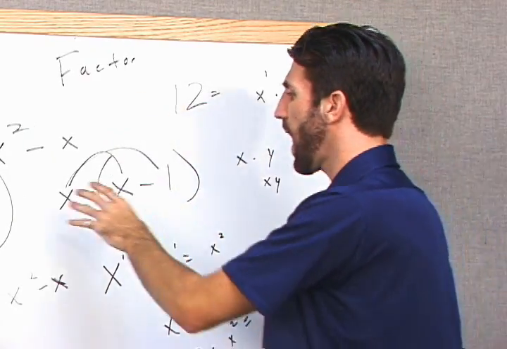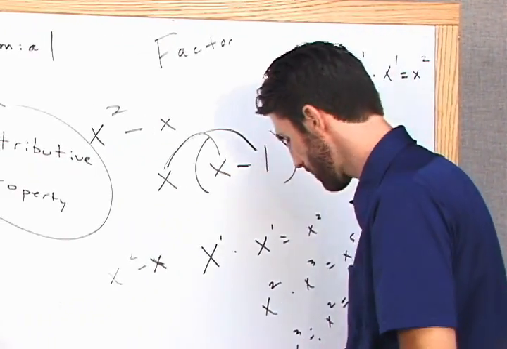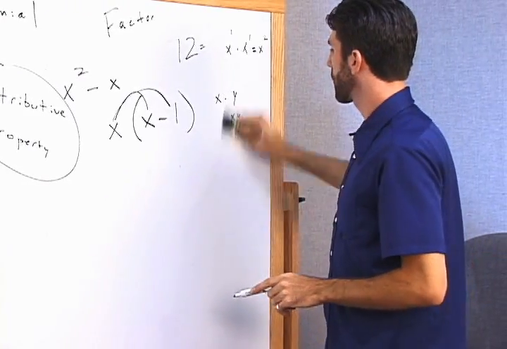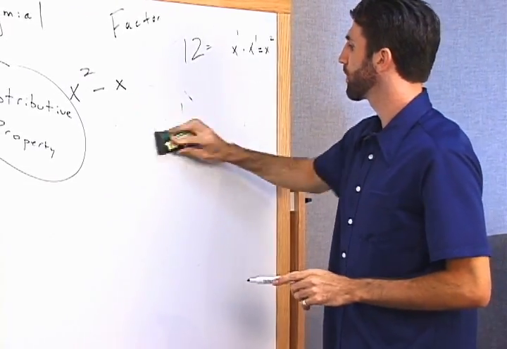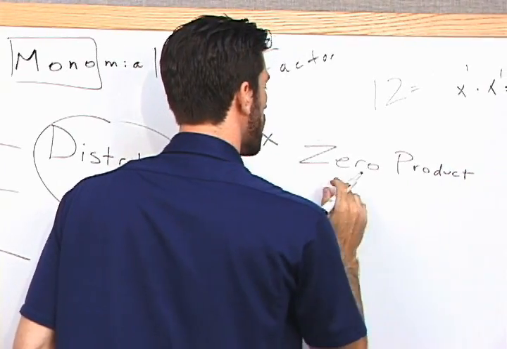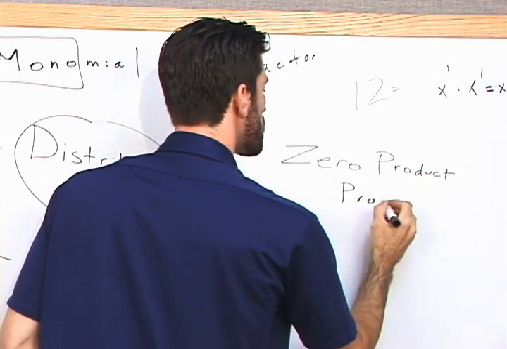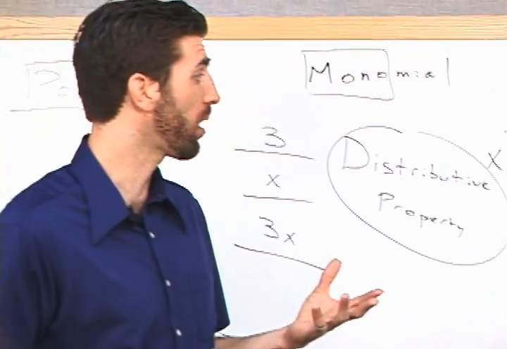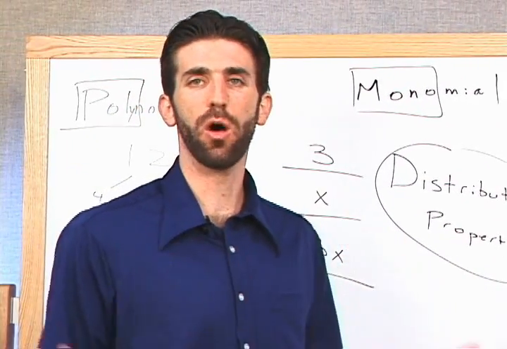Now I want to explain why we even bother factoring in the first place. Well, the reason why you bother factoring, I'm going to give you this thing called the zero product property. This is just an example of why you want to factor a polynomial, because we want to solve the equation.